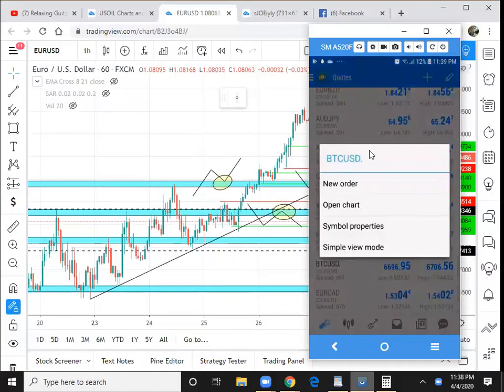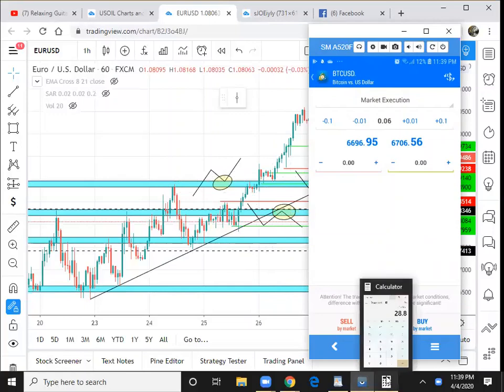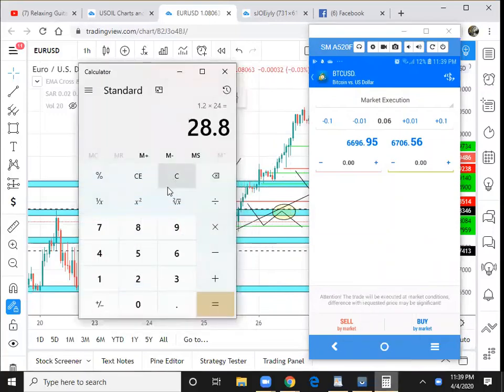So let's imagine this is Euro USD. You click on Euro USD, new order, and you choose your lot size. And we said we were entering at this point here, which is at the 43 pip level. And we said that the lot size for 43, I think, was 70 cents per pip, right? Which is 0.07.